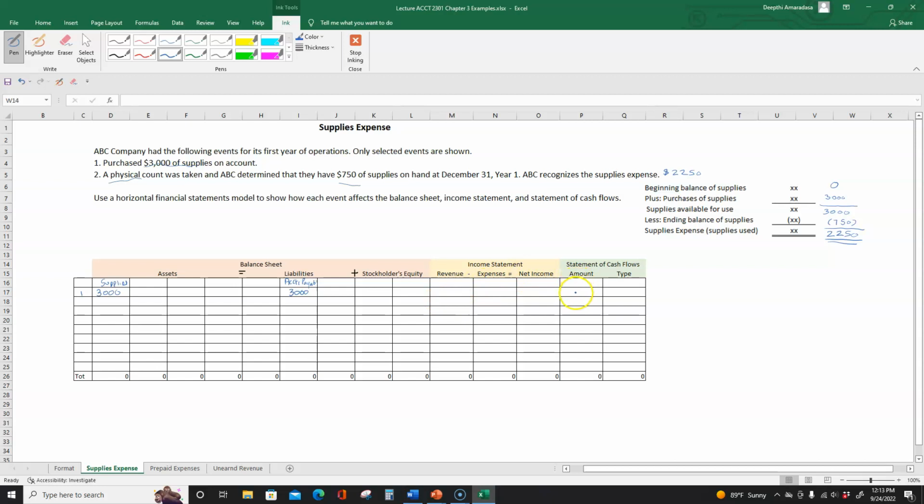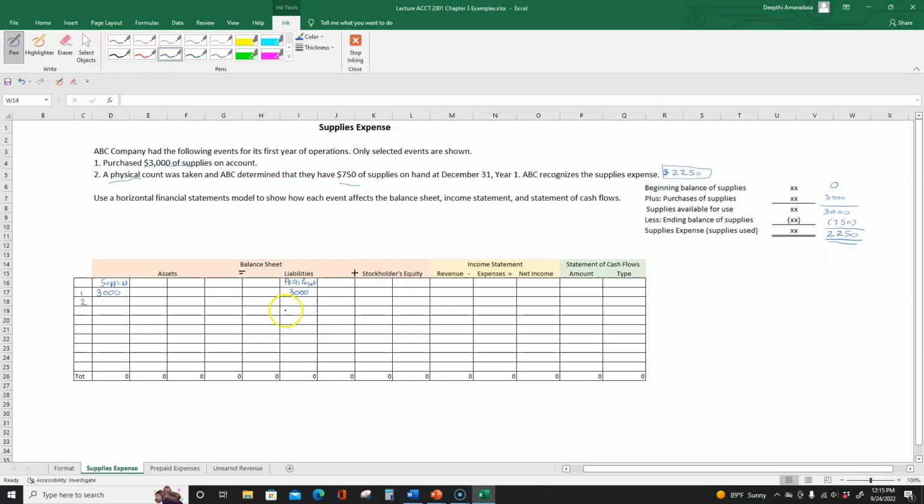Is the statement of cash flows affected? No, because no cash was involved in this transaction. If cash was involved, yes, then the statement of cash flows is affected, but no cash, the statement of cash flows is not affected. We're done with transaction 1. Now let's look at transaction 2, which is the expense. So what happened in transaction 2?